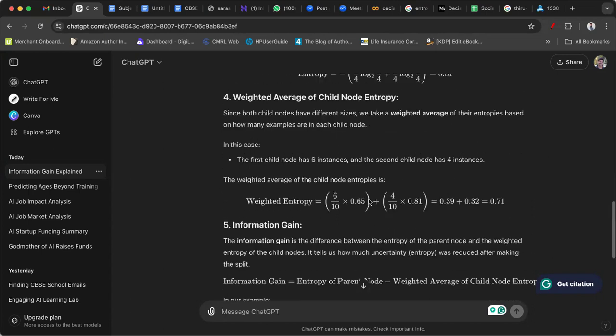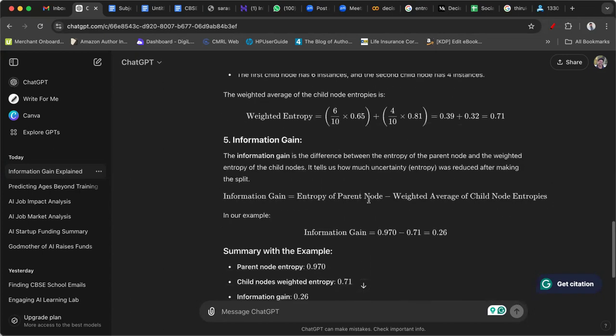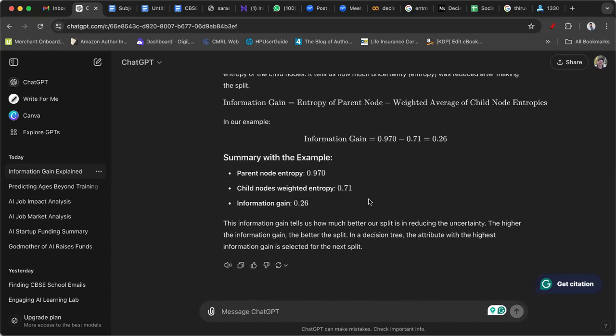Okay, so maybe I will copy this and share it over here. Parent node entropy 97.0, child node weighted entropy 71%. Information gain is 0.26. This information gain tells us how much better our split is in reducing the uncertainty.